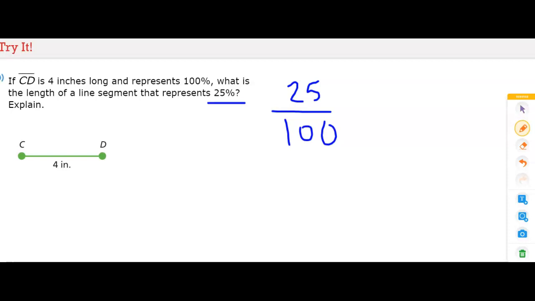So half is how I'm going to solve this. Half of 4 inches is 2 inches and 2 inches. And then 50% is half of 100. 25% is half of 50. So if I do half of 50%, I now have 1 inch, 1 inch, 1 inch, 1 inch. So the length of 25% of the segment would be 1 inch long.